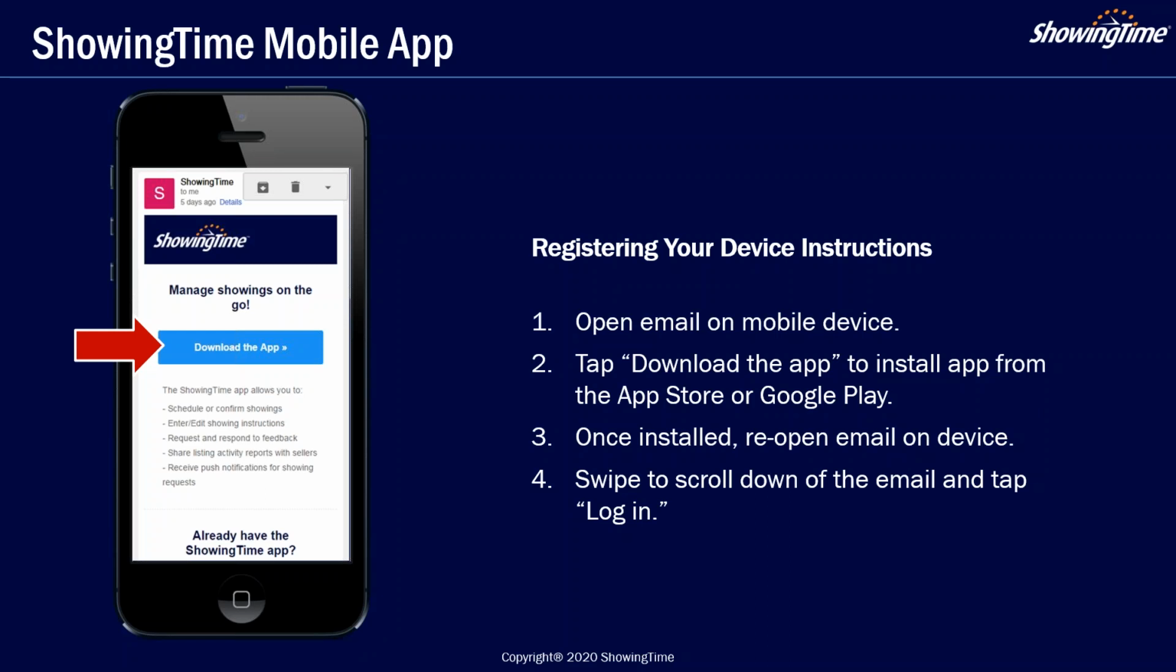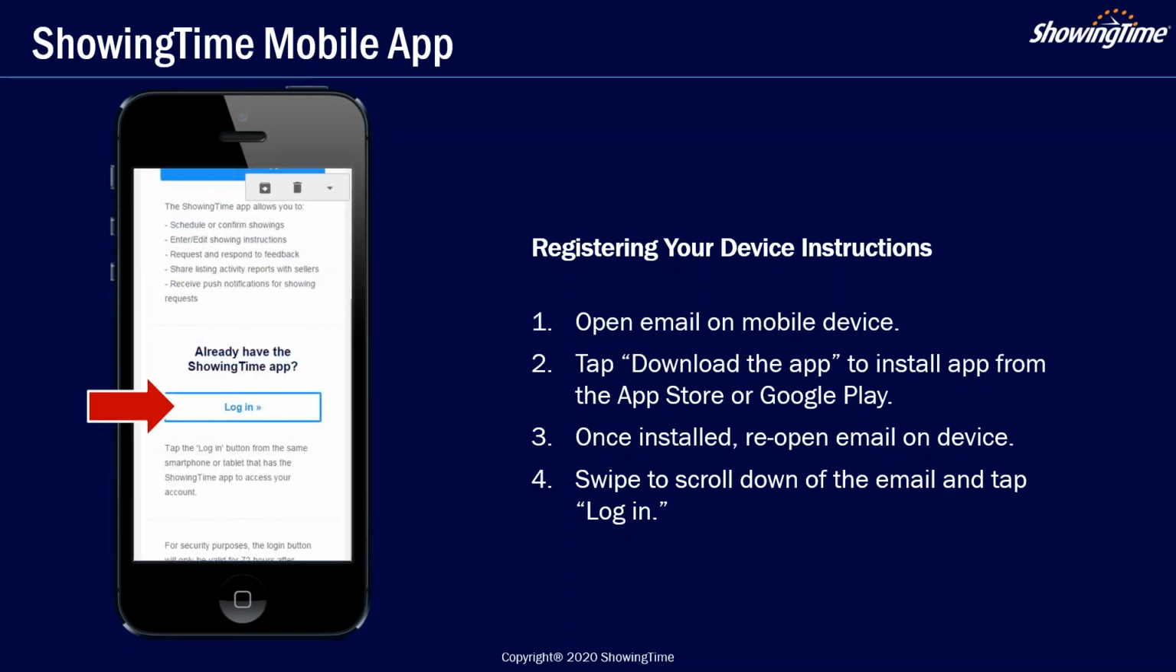And then once the app has been installed, do not open the app, but actually go back to this email on your device, scroll down, and then you'll see the second option is log in. Once you tap on log in, that's going to automatically authenticate you into the ShowingTime system, and then you don't have to worry about retrieving a code or a password, as your email address will already be registered and recognized by ShowingTime.